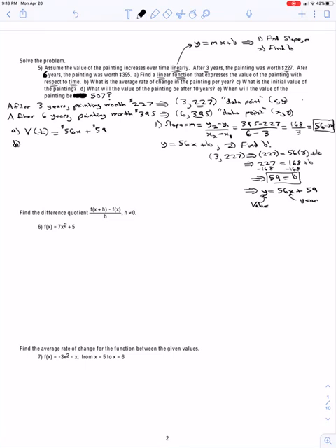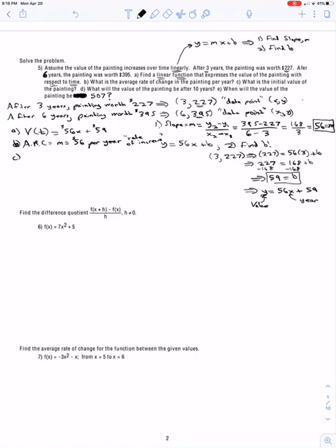Part B says, what is the average rate of change? Well, the average rate of change is our slope. It's 56, so that's $56 per year. That's the rate at which our painting is increasing from year to year. So remember, that's our rate of increase, and we're calculating that slope.